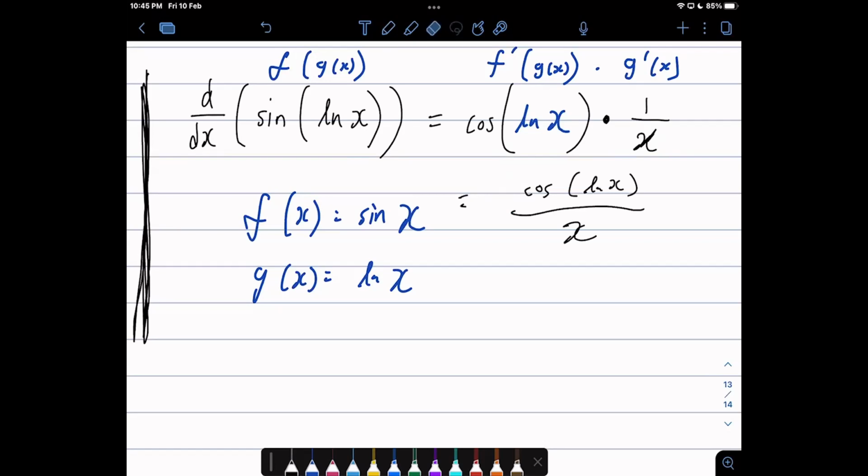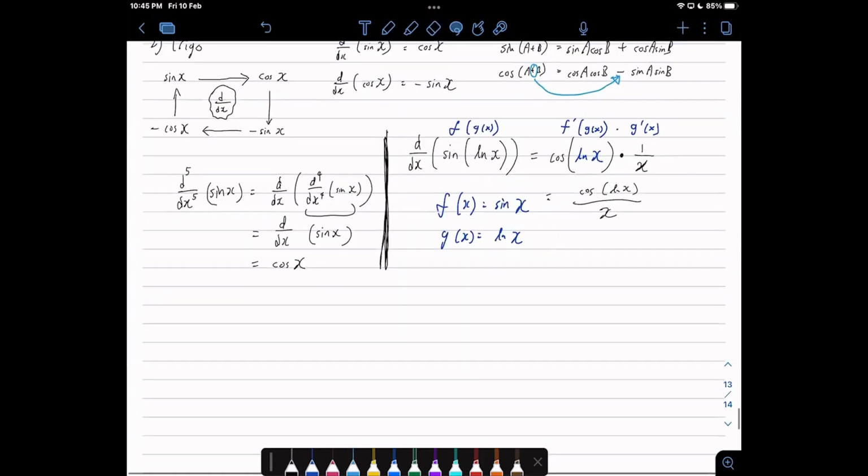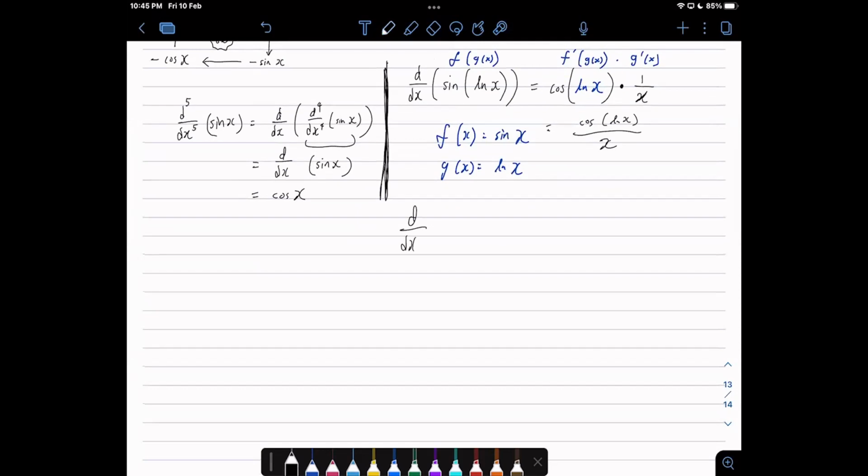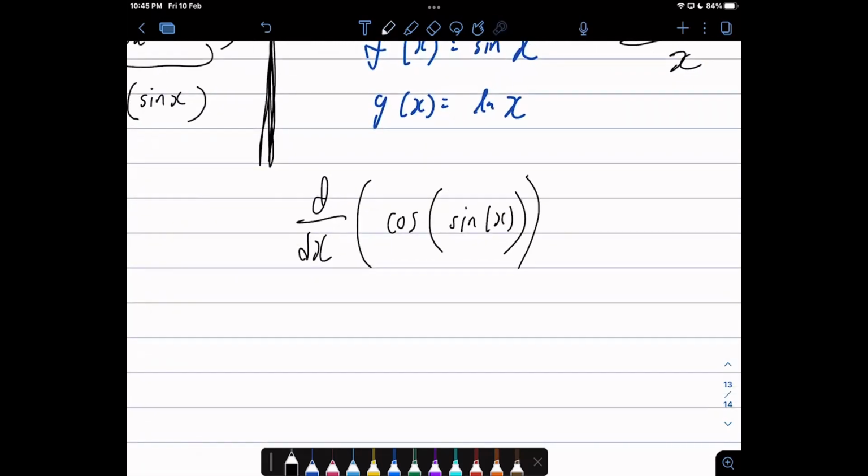Okay, very good. Now you have sine. How about if we take cosine of sine of x? Am I drawing the correct number of brackets? Let me count: 1, 2, 3 left brackets, 1, 2, 3 right brackets. Okay, correct, balanced out.